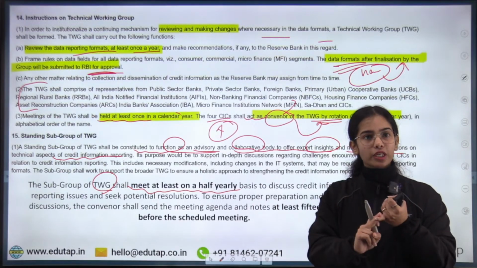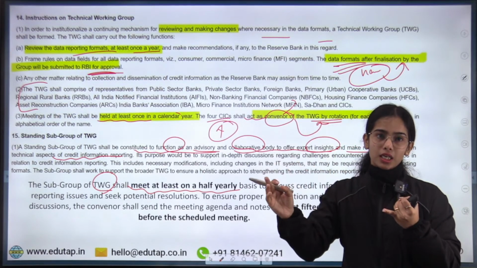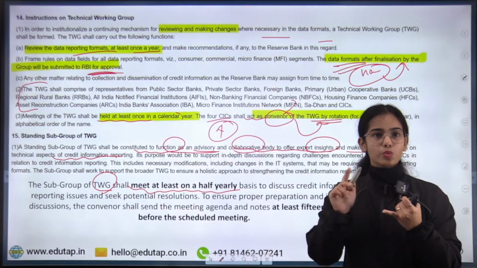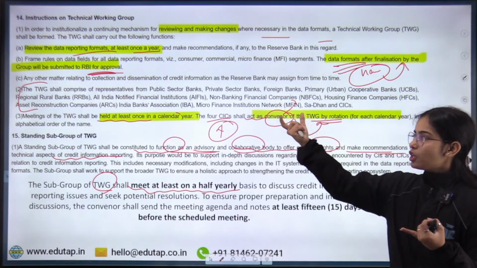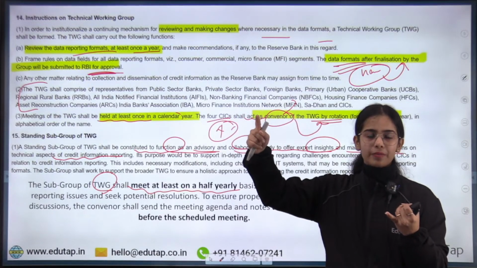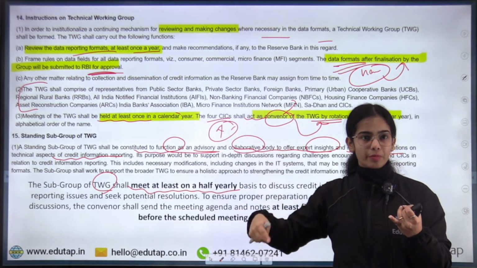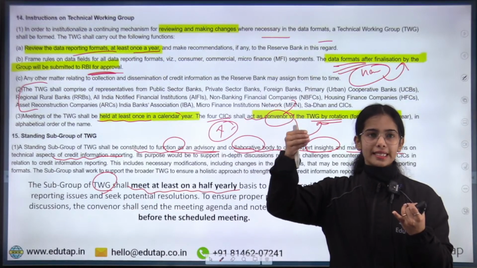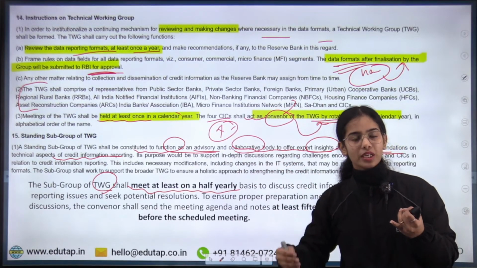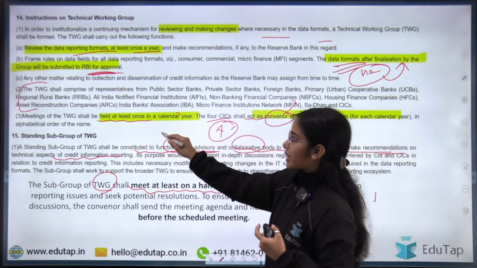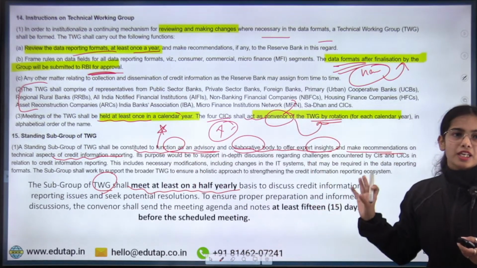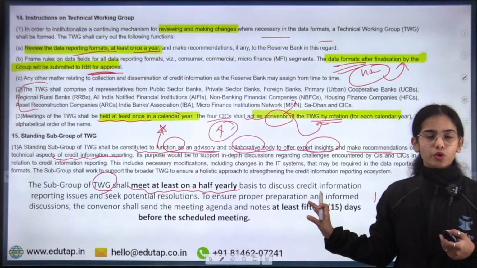Okay, so this is the idea, that the subgroup of the TWG shall be constituted to function as an advisory and collaborative body to provide expert insights and make recommendations on the improvement in credit information reporting. So the technical working group should meet at least once a year. In a calendar year, at least once the technical working group should meet, and the meeting is convened by one CIC on a rotational basis, one CIC, then the other one, then the next one. So in 4 years, the 4 CICs will take the rotation. So this is the basic idea about the technical working group and the subgroup.